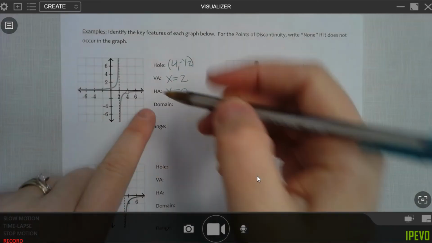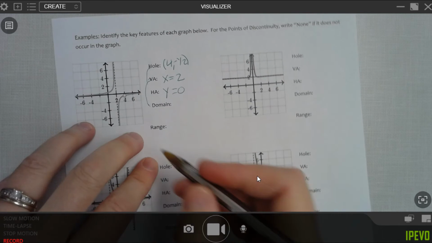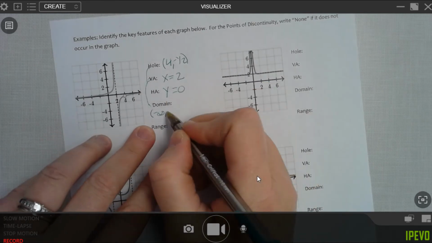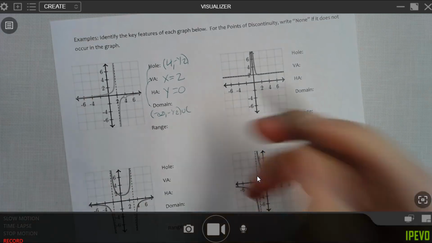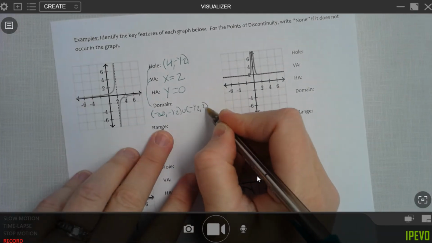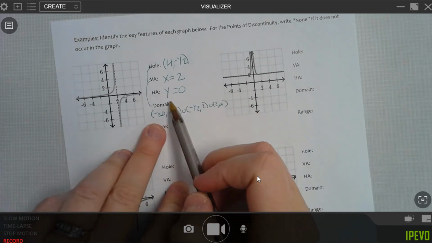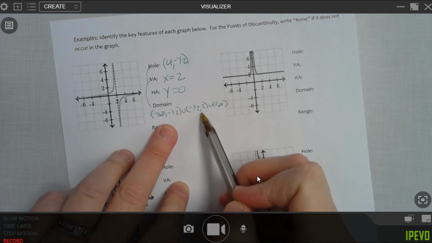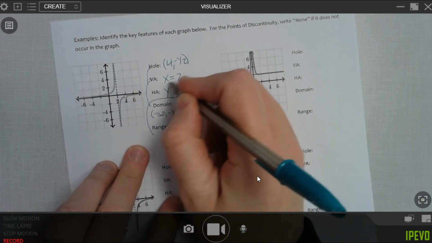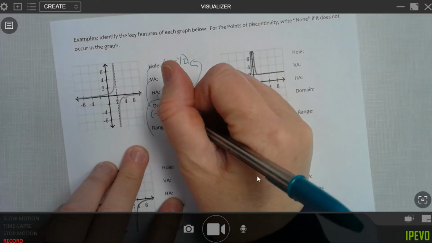Your domain excludes your vertical asymptote and your hole. So the way we write that is negative infinity to your smaller number, so negative a half, and then negative a half to 2, and then 2 to infinity. So all of these values happen: negative infinity to negative a half, negative a half to 2, and 2 to infinity. Your range depends on the y values here and then there. Oh wait, I've used the wrong y value. What is wrong with me?